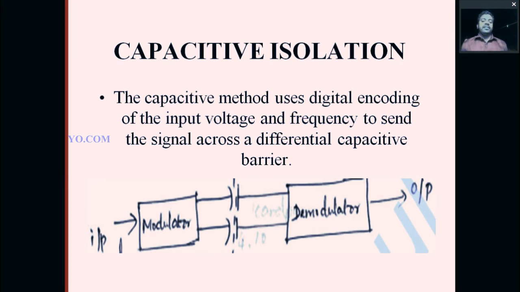Right, see the simple block diagram. On one side we have the input. The input is given to the modulator, which converts the input signal into another form, and then that is given to the capacitor. The capacitor receives the information and it is transferred to the demodulator, but it doesn't transfer voltage or current. One important thing: if voltage or current is transferred, we need a physical contact. Without any physical contact we cannot transfer voltage or current from one side to another.